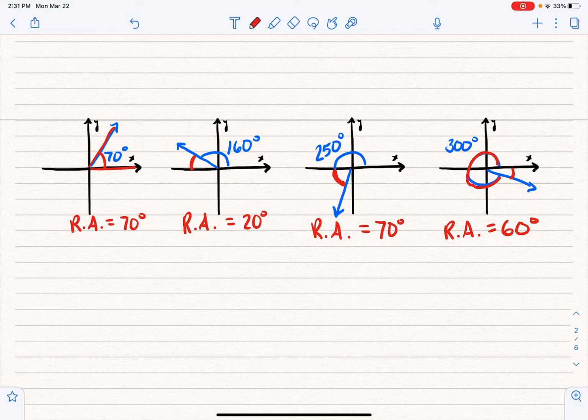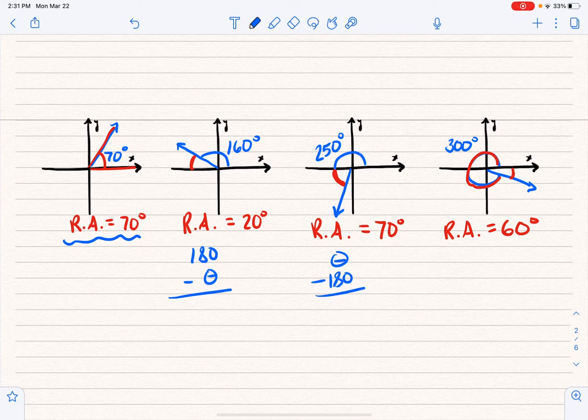Okay. Now there's formulas that you could use for each one of these. Obviously, like I said, for quadrant 1, it's always just whatever the angle is. For quadrant 2, it's always going to be 180 minus theta. For quadrant 3, it's always going to be theta minus 180. And for quadrant 4, it's always going to be 360 minus theta.